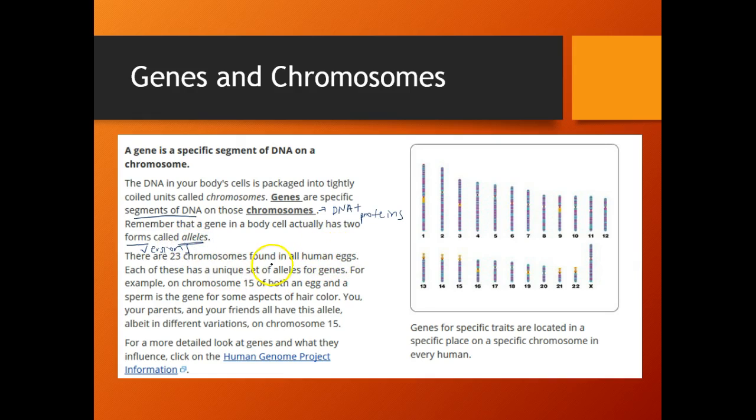So there are 23 chromosomes found in all human eggs. Each of those has a unique set of alleles for genes. For example, if we look at chromosome 15 of both an egg and a sperm, there would be genes for hair color. You, your parents, and your friends all have this gene. You all have that hair color gene. However, you all probably have different variations of that gene, and we call those different alleles.